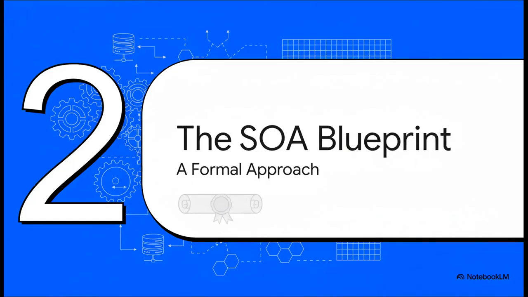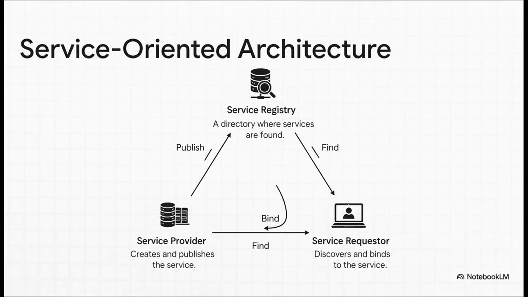So if this is such a great way to build things, how do we first get started? Well, the first major blueprint was a very formal, very structured approach called service-oriented architecture, or SOA for short. The SOA world really revolves around three main players. You've got the service provider, that's who builds and runs the service. You've got the service requester, that's the application that needs to use the service. And right in the middle, you have this thing called the service registry. The easiest way to think of the registry is like a phone book or a directory just for web services.